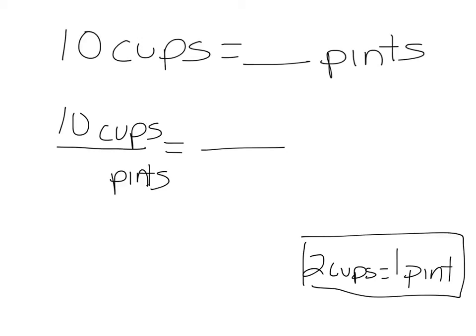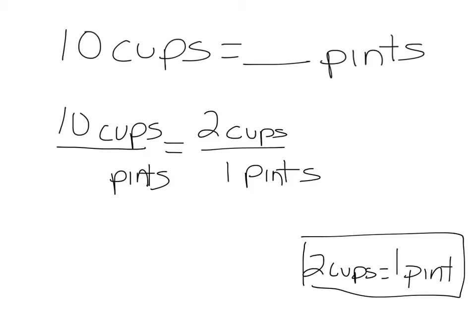And then I'm going to plug in my conversion factor into my equivalent ratio. So I have 2 cups up here and I have 1 pint down here. Okay, and then I'm going to solve. I can either cross multiply or look for other methods that we've been using.